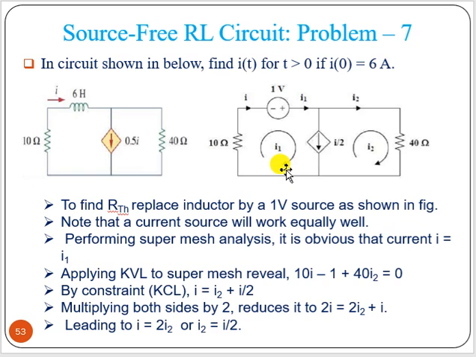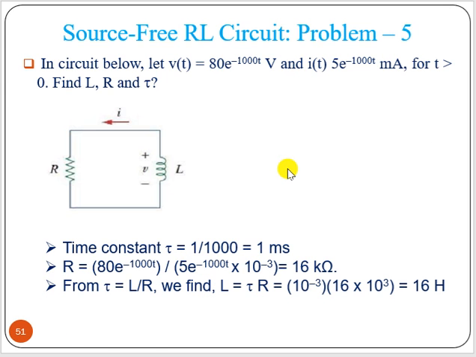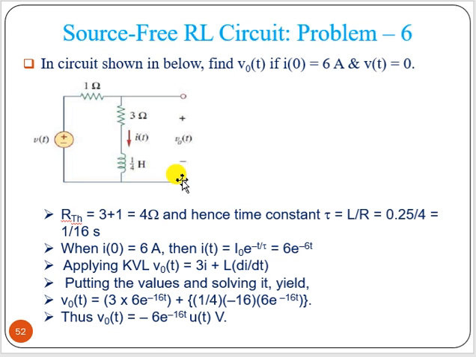Say this is the circuit. Find v0(t), if I0 is 6 amp and v(t) is 0. So RTH, looking from the inductor side, RTH is nothing but 3 plus 1. Then tau equal to L by R. L is given, R we found out. So you got tau. Now if I0 is 6 ampere, then i(t) is I0 e to the power minus t by tau.